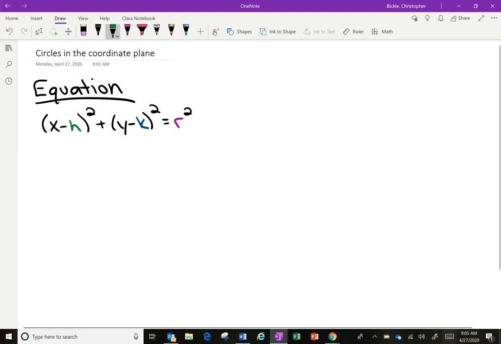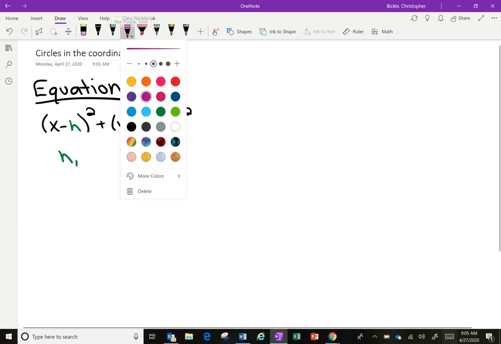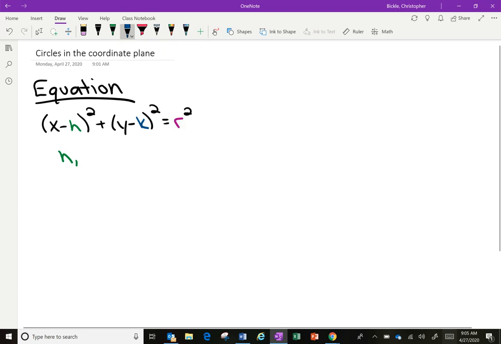So when we're looking at the point h comma k, if you guys can hear my kids, I'm sorry, they're downstairs playing. H comma k is the center of the circle. So when we graph, h comma k is going to be the point in the middle, that's the center.